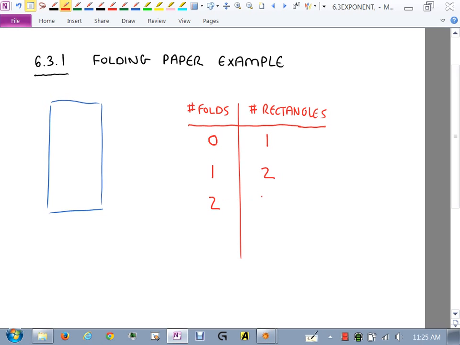2 folds, 4 rectangles. What happens next? Fold it again, 3 times now. That's what I'm asking you. 8. So here it goes. I did 3 folds. So I have 4 across the top and 2 down, so 4 times 2 is 8. So 3 folds gave me 8. And if I fold it one more time, 16, I'm hearing. So what's happening every time I fold it? It's doubling, right? So I have 4 across the top, 4 down the side. So 4 folds gives me 16.